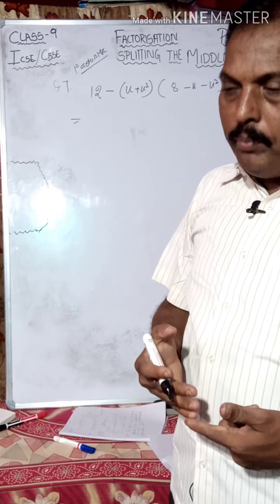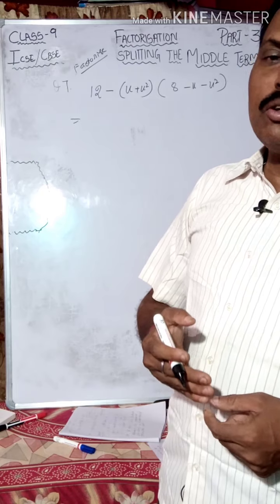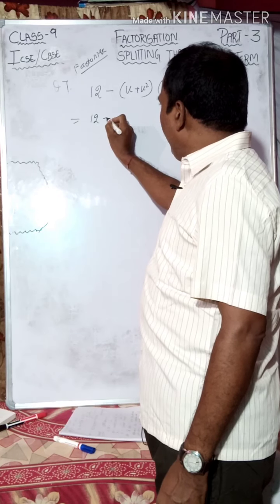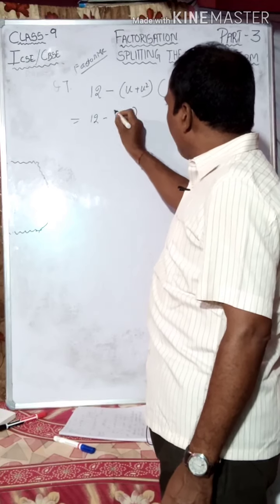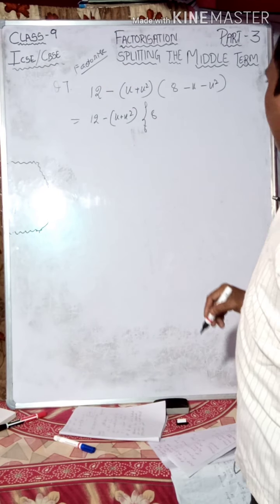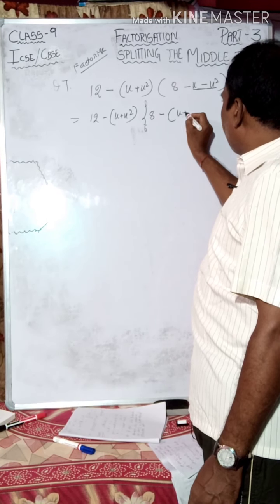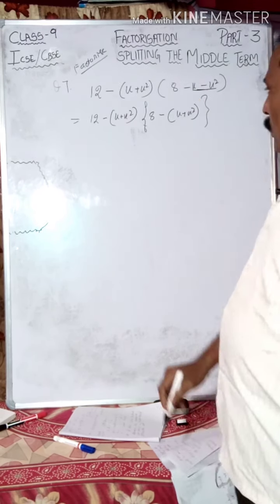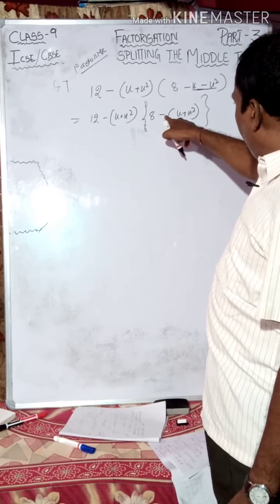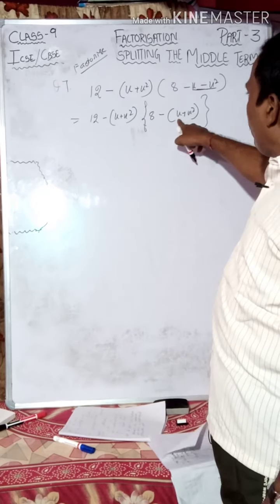Now here the problem is looking like a complex one, but it is actually not complex, it is a simple problem. So look, 12 minus x plus x square whole into 8, here take another bracket, curly bracket, 8 minus, turn into a bracket x plus x square. Just I put a bracket before x minus x square, and x minus x square turns into x plus x square.